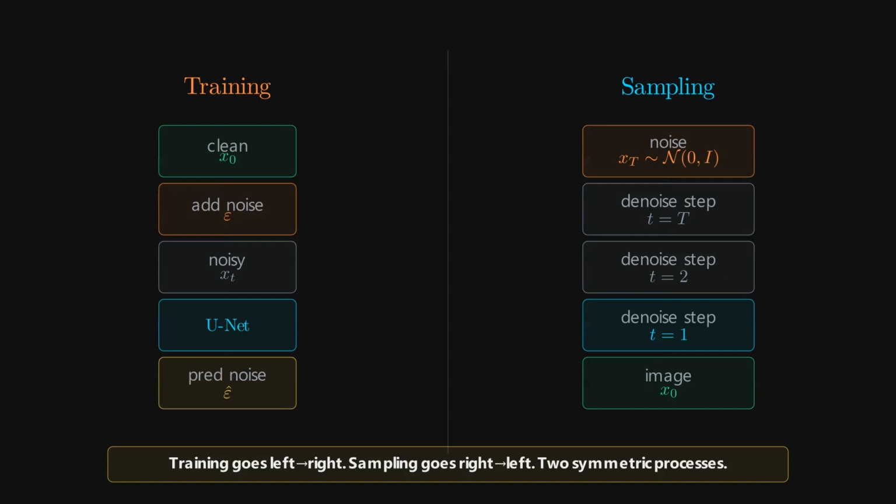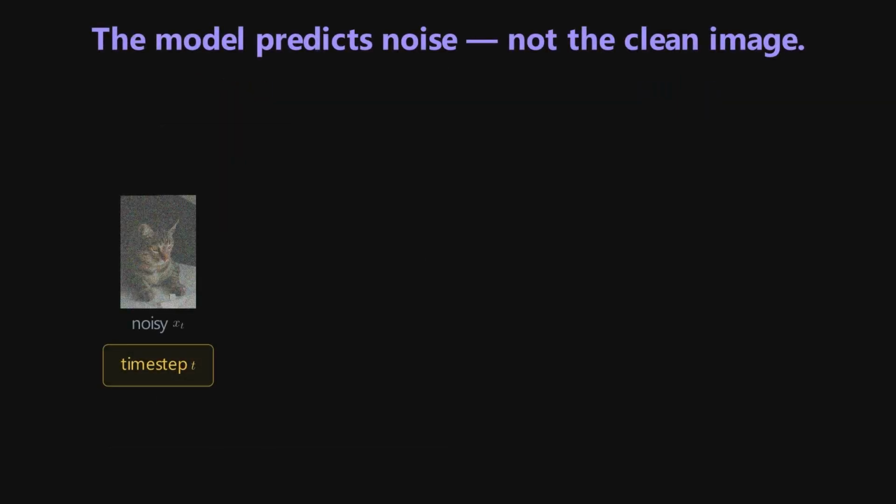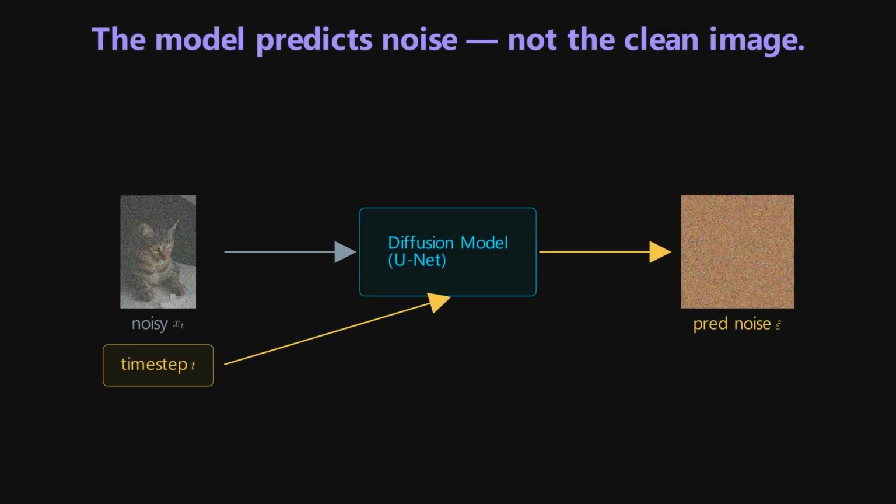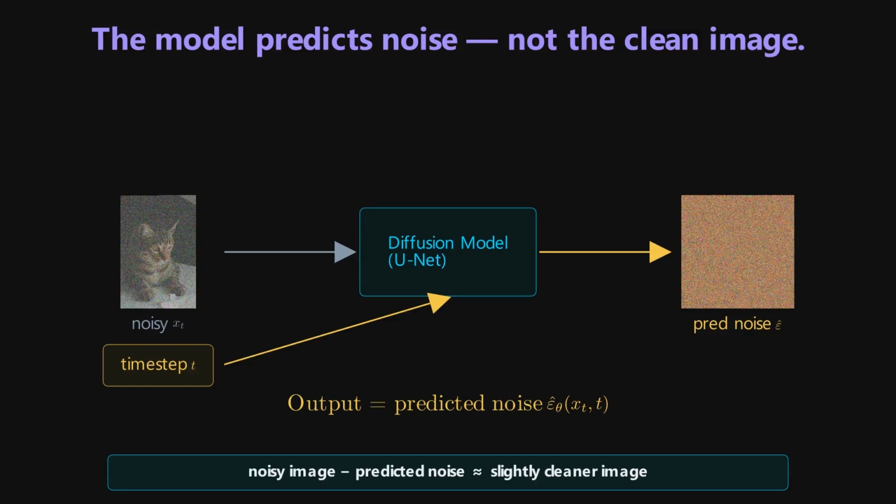Here is the important trick. In this formulation, the neural network is not directly trying to paint the clean image in one shot. It is not sitting there thinking, ah yes, one perfect cat, coming right up. Instead, it learns to predict the noise. We give the model a noisy image, x_t, together with the time step t. The model outputs an estimate of the noise that was added.